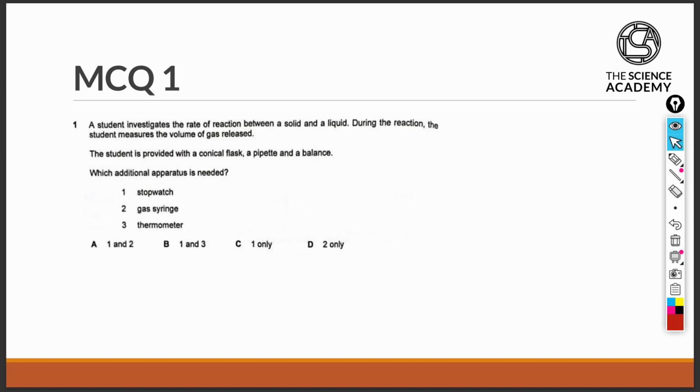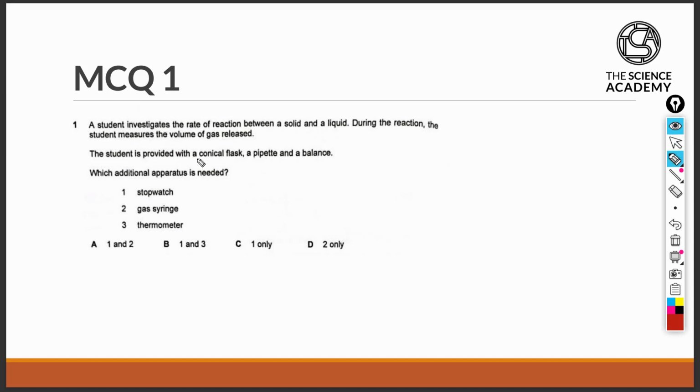Question 1. A student investigates the rate of reaction between a solid and a liquid. During the reaction, the student measures the volume of gas released. The student is provided with a conical flask, a pipette, and a balance. Which additional apparatus is needed?